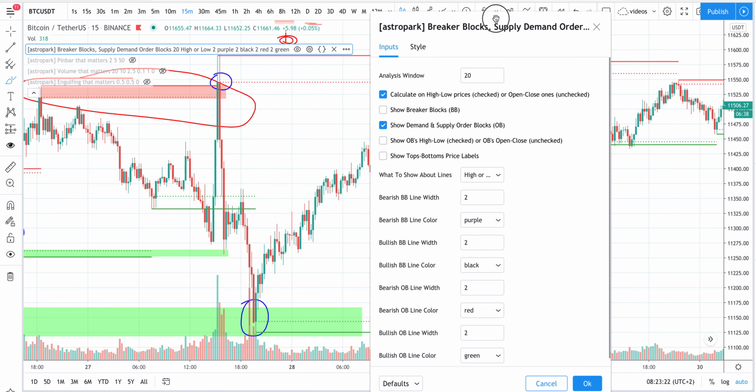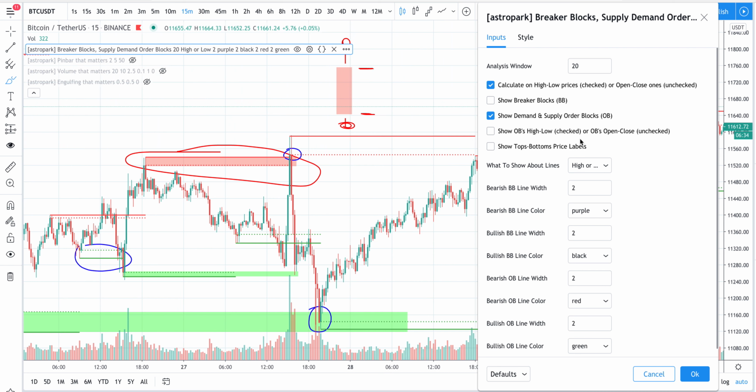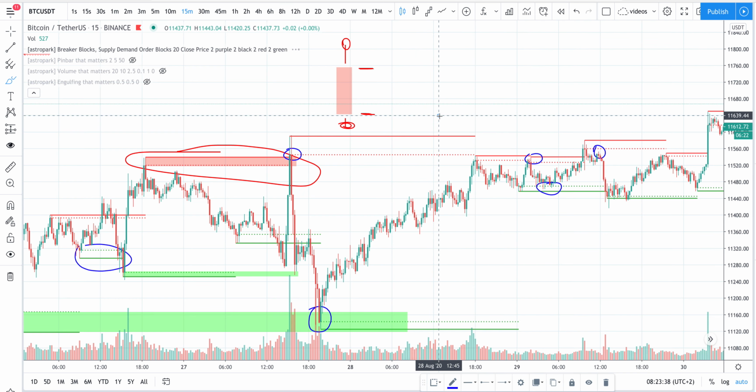Another way to show this zone is to check this and move this way. What to show about lines? Okay, so let's wait for it to draw.